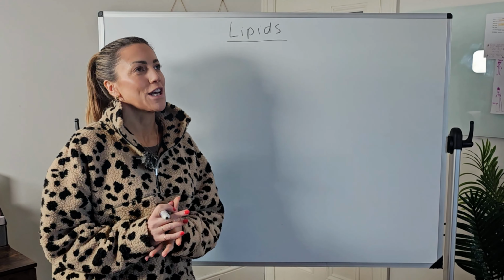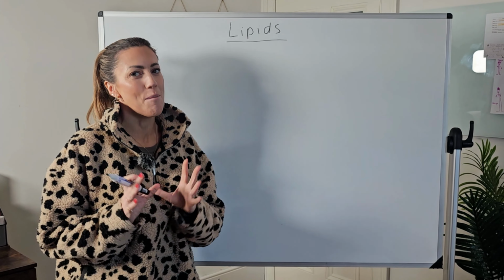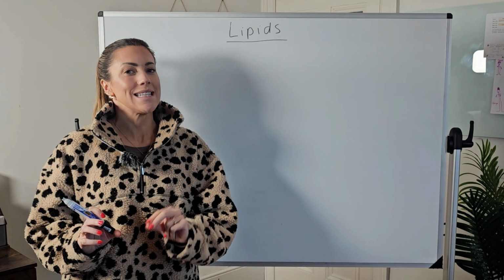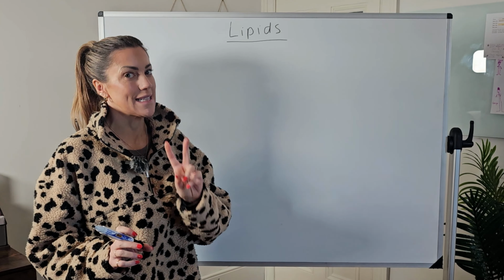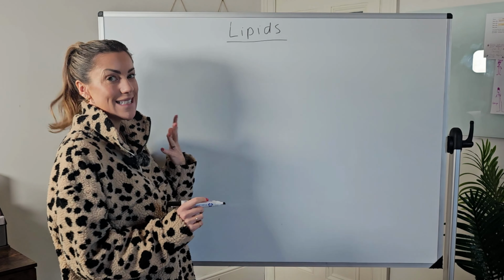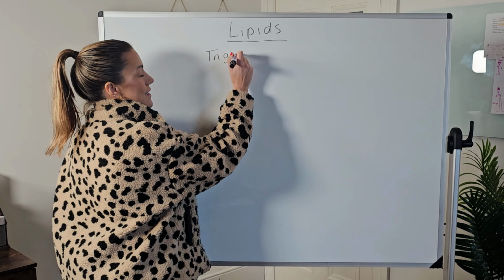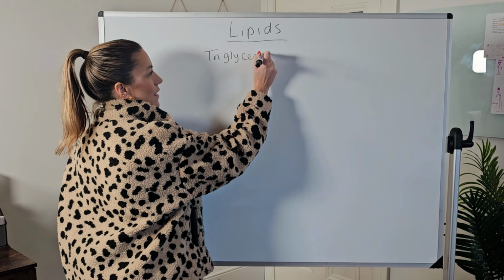In this video, we're going to learn all about lipids from the biological molecules unit. Now, you may know already that there are two types of lipid that we need to learn about specifically and in detail. So these would be the triglycerides and the phospholipids.